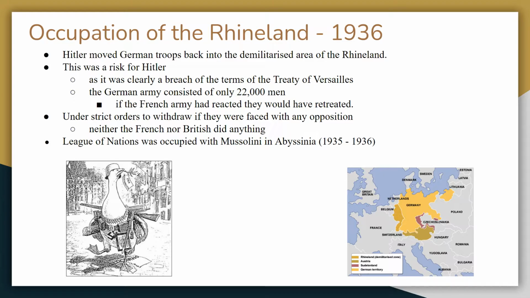And so neither Britain nor France was very strong, and so Hitler decided he was going to take this risk and send people into the Rhineland, in a very clear break of the Treaty of Versailles. The German army at that time was not very big. It only had 22,000 men that he sent in.